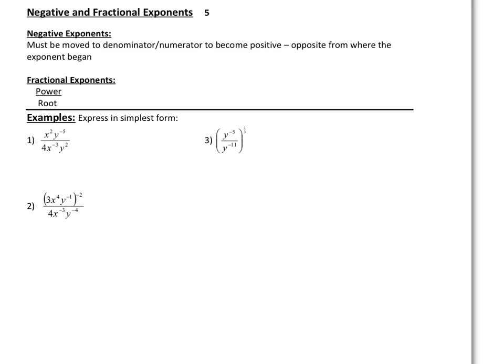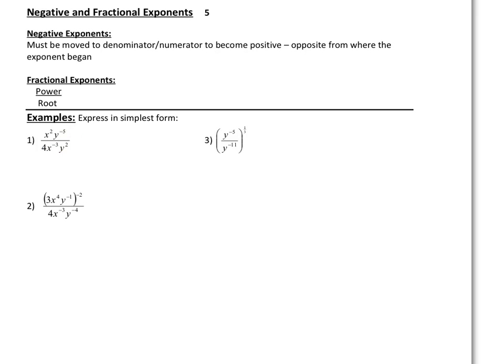Okay, for negative and fractional exponents, you want to move the denominator or numerator, if it's negative, to become positive to the opposite part. So if it's a negative exponent, I'm going to move it to the denominator. If it's a negative exponent in the denominator, I'm going to move it to the numerator to become positive.